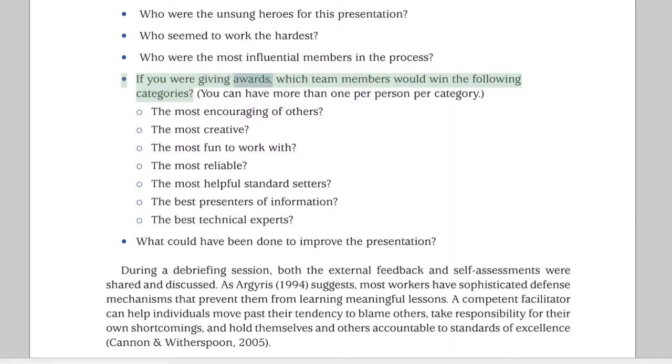If you were giving awards, which team members would win the following categories? You can have more than one per person per category. The most encouraging of others? The most creative? The most fun to work with? The most reliable? The most helpful standard setters? The best presenters of information? The best technical experts? What could have been done to improve the presentation?